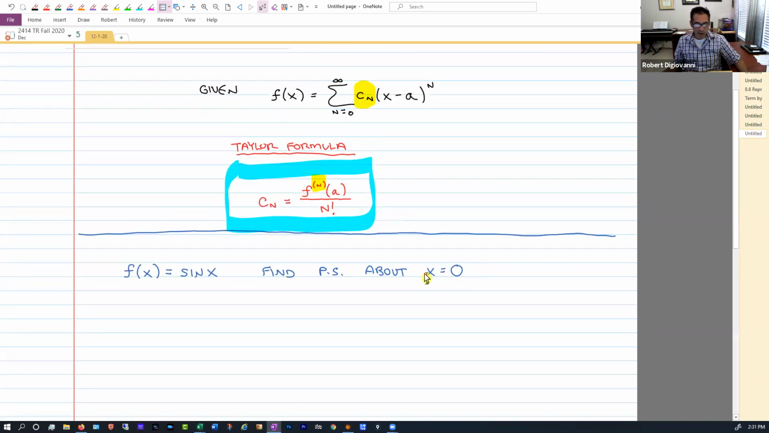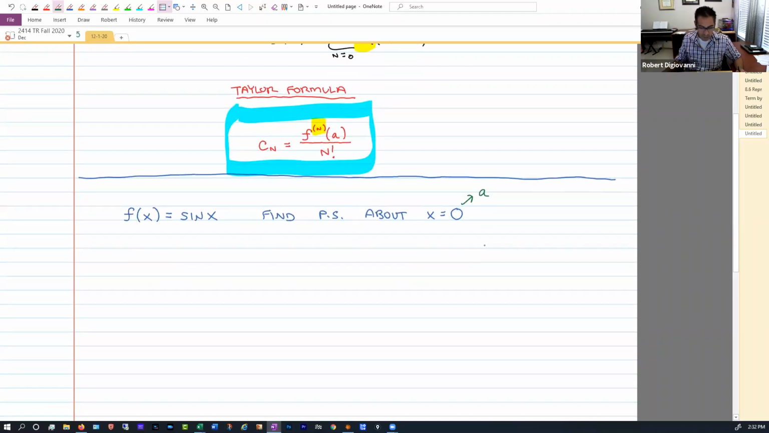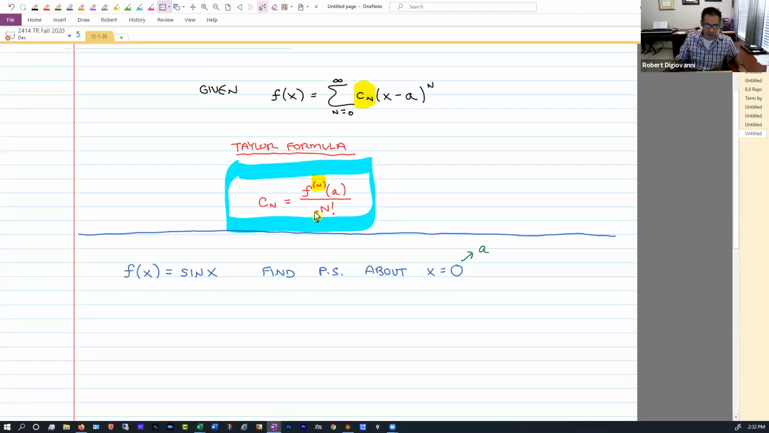Now, remember, when I say about x equals 0, this really represents what number? The 0 is the what in the formula? It's the a, okay? Keep that in mind when we're trying to find this power series about a certain point. According to Taylor's formula, the number that goes out here is just the nth derivative of the function at a.